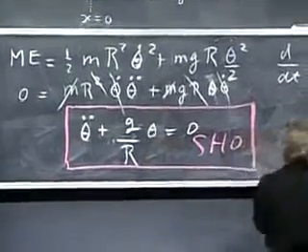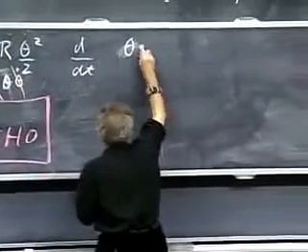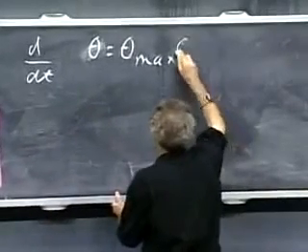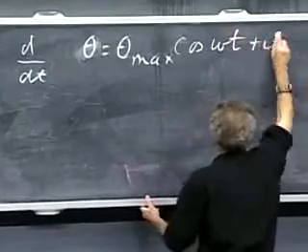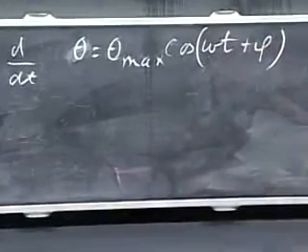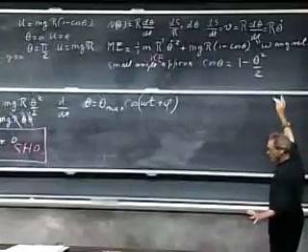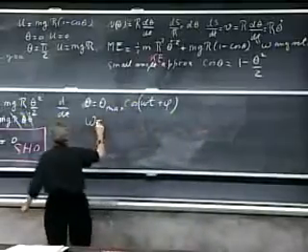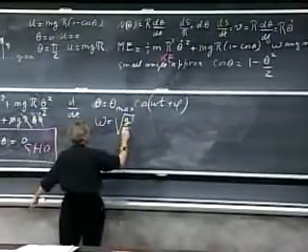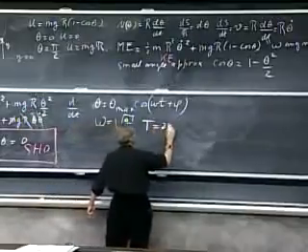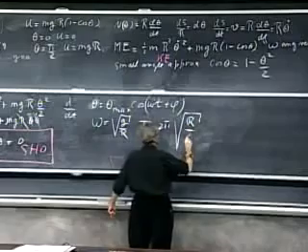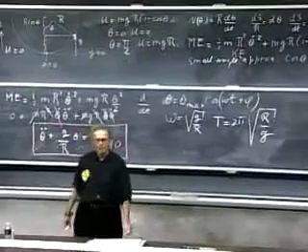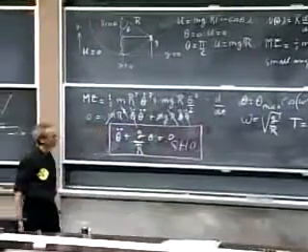And the solution is theta equals some maximum angle for theta, which is the amplitude in angle, times the cosine of omega t plus phi. This is the angular frequency, has nothing to do with that omega there, which is the angular velocity, which is changing in time. This is a constant, this is angular frequency, and this omega equals the square root of g over r. And so the period of the oscillation is 2 pi times the square root of r over g. And when you see that, you say, hey, I have seen that before.